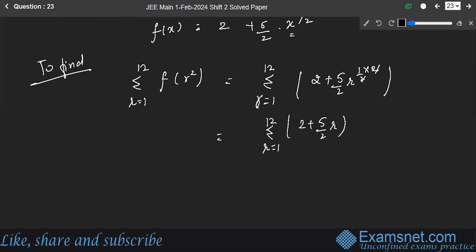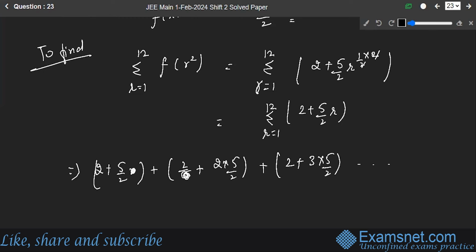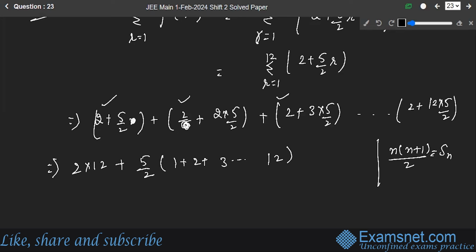All right, let's see this. This will be 2 plus 5 by 2 into r, r is equal to 1, plus 2 plus 2 into 5 by 2, plus 2 plus 3 into 5 by 2, and so on, till 2 plus 12 into 5 by 2. Let's get them separate. 2 is repeating itself 12 times. So this will be 2 into 12 plus 5 by 2 into 1 plus 2 plus 3 till 12. The sum of n natural numbers is given by n into n plus 1 upon 2.